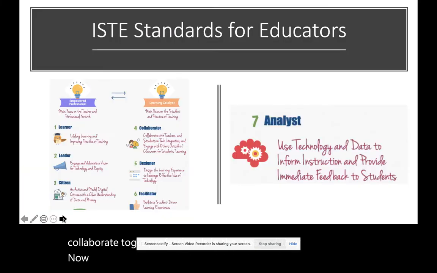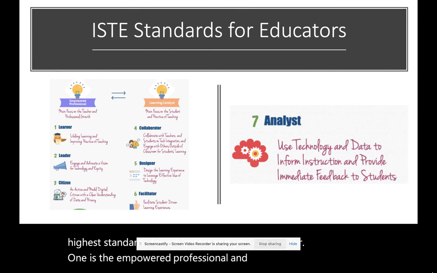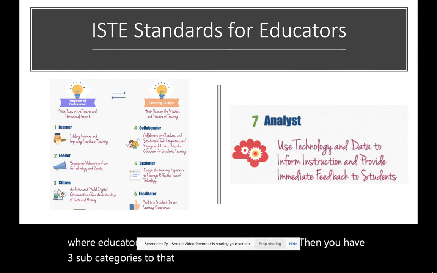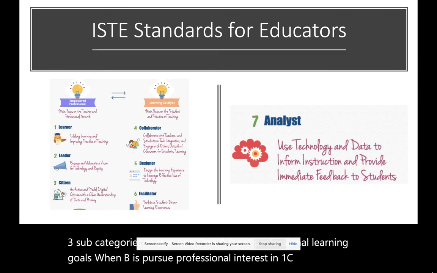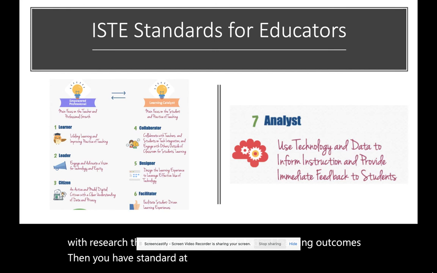Now, you also have standards for educators, and these are the ISTE standards for educators. And you can see number one is the empowered professional, and it's the learner, and that's where educators continually improve their practice. Then you have 3 subcategories to that one. 1A is set professional learning goals, 1B is pursue professional interests, and 1C, stay current with research that supports improved student learning outcomes. Then you have standard 2, which is for the leader, and that's where educators seek out opportunities for leadership to support student empowerment.